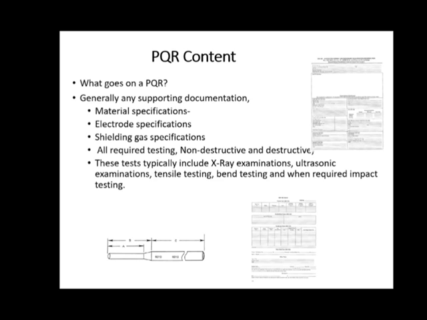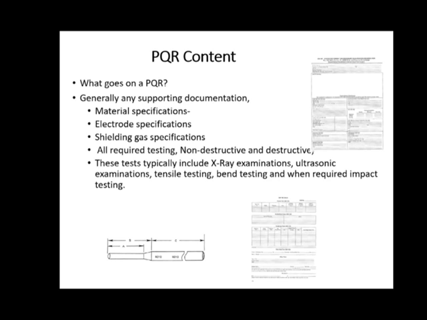What goes on a PQR? What's the information that you need to provide in a procedure qualification record? Well, generally any supporting documentation, material specifications, electrode specifications, shielding gas specifications, all required testing, non-destructive testing, destructive testing. These tests typically include X-ray examinations, ultrasonic examinations, tensile testing, bend testing, and when required, impact testing.